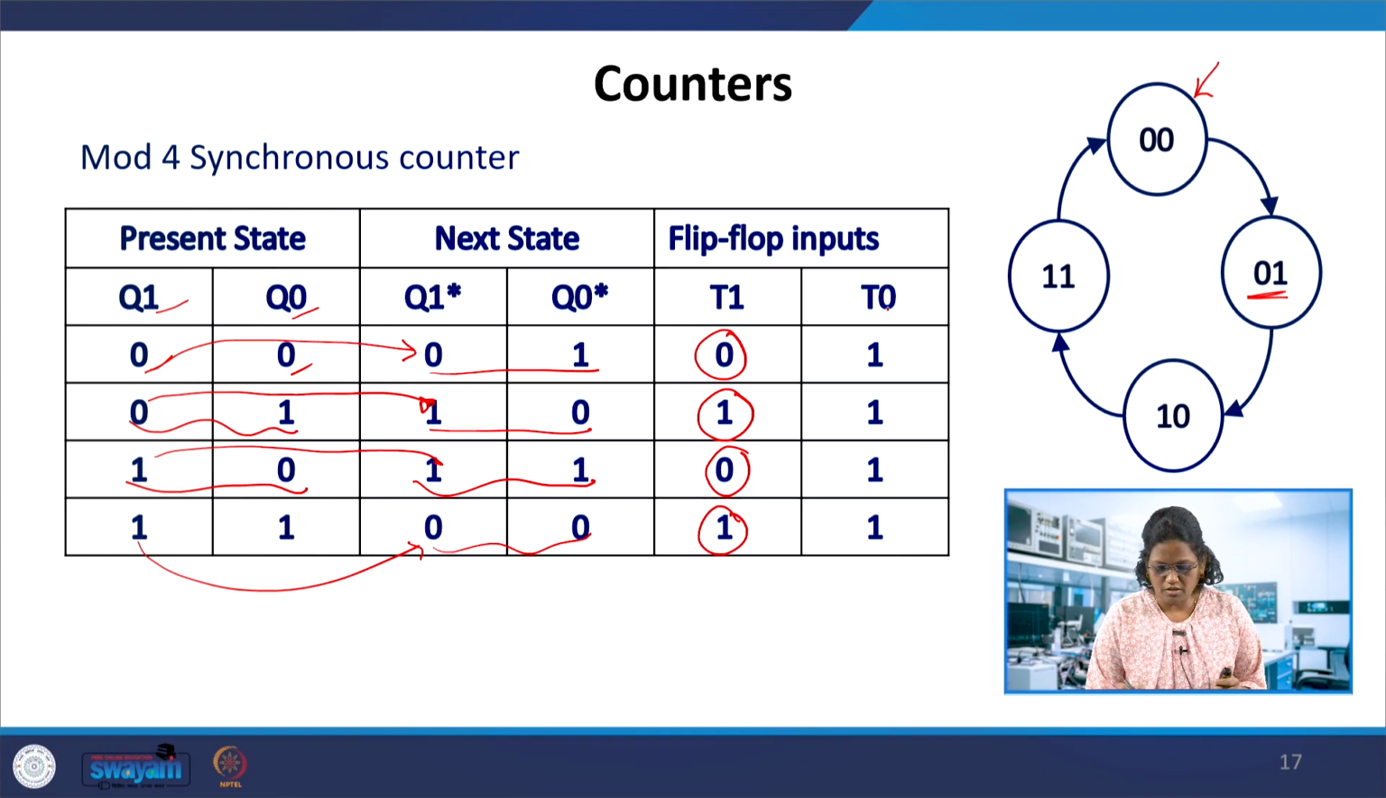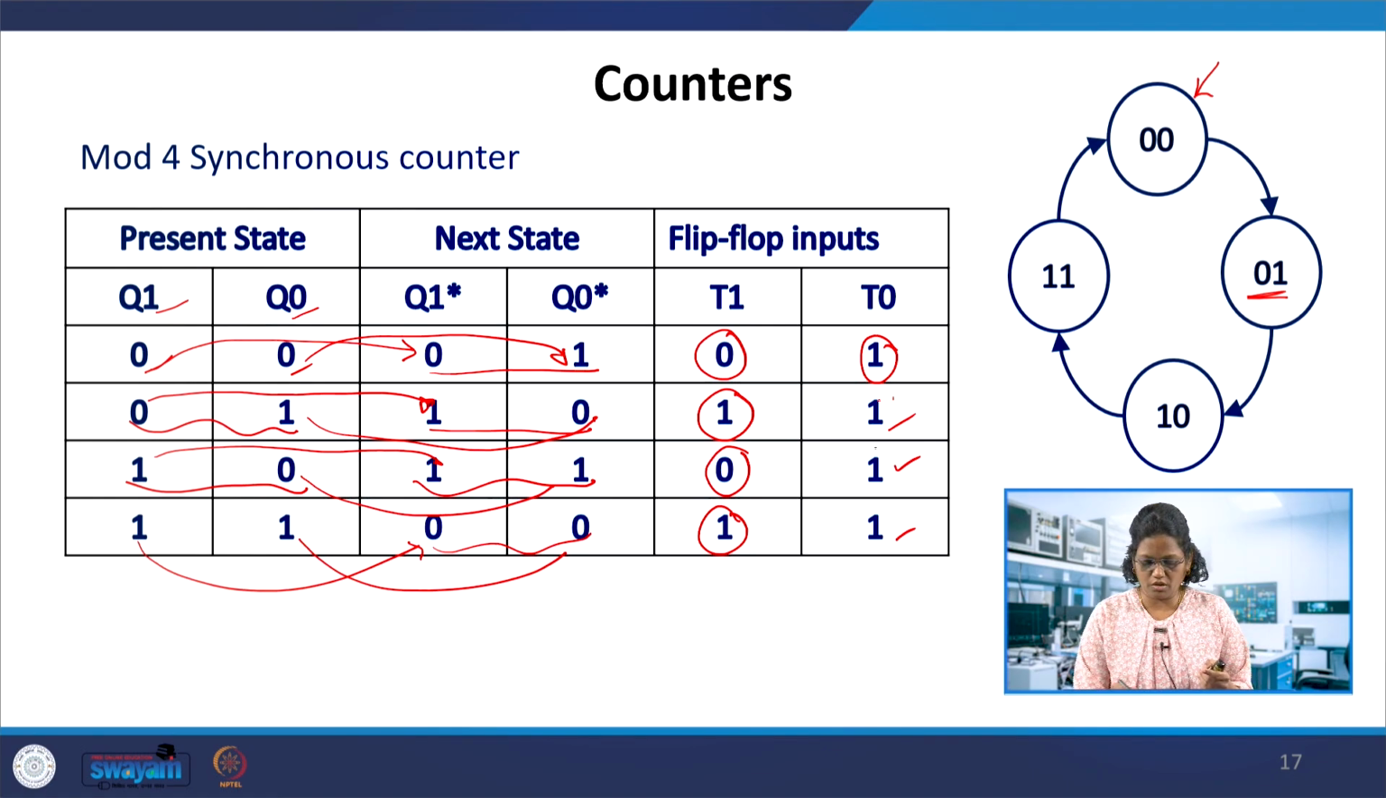Similarly, for T0, there is another flip-flop whose input needs to be determined. Here Q0 is 0 and its complement is 1. It is complementing, so T0 should be 1, which is why it is toggling. Again here 1 to 0, toggling. Similarly 0 to 1 is also toggling, and 1 to 0 is also toggling. So the T0 flip flop should always have 1. Okay, so what would be next?